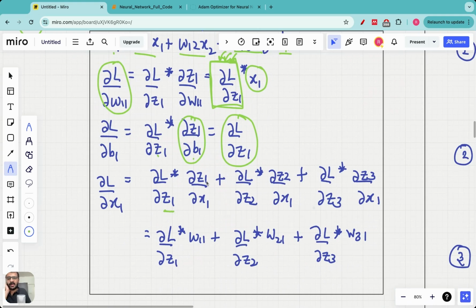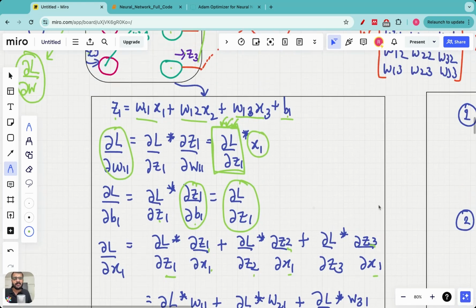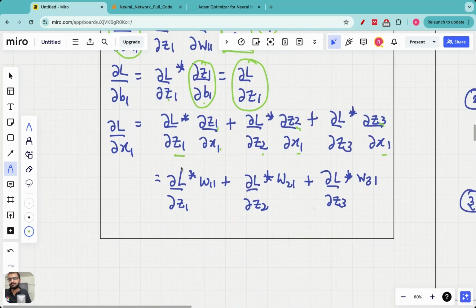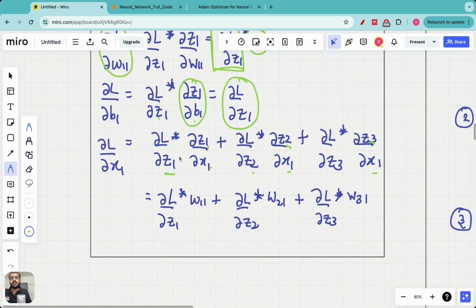of loss with respect to z1 multiplied by the derivative of z1 with respect to x1, plus the partial derivative of loss with respect to z2 multiplied by the derivative of z2 with respect to x1, plus the partial derivative of loss with respect to z3 multiplied by the derivative of z3 with respect to x1. The reason it becomes like this is because z1, z2 and z3 all depend on x1. So the partial derivative of loss with respect to x1 is just this summation over here.